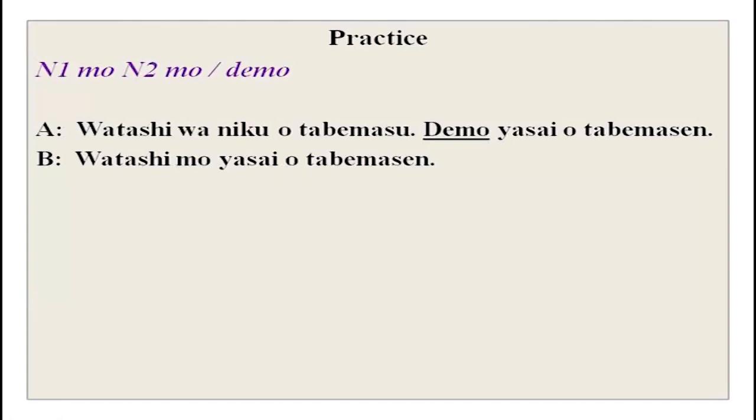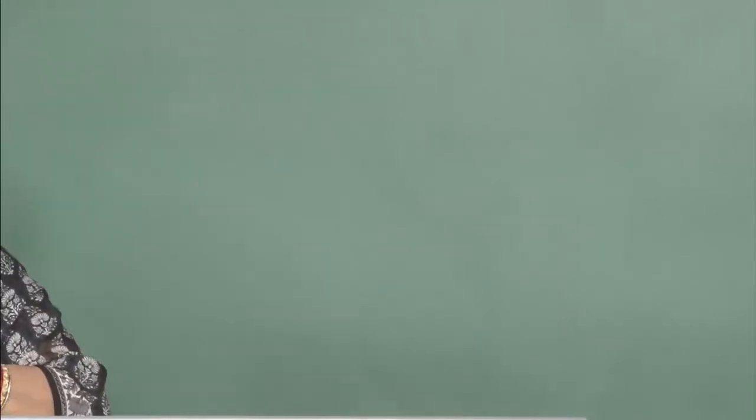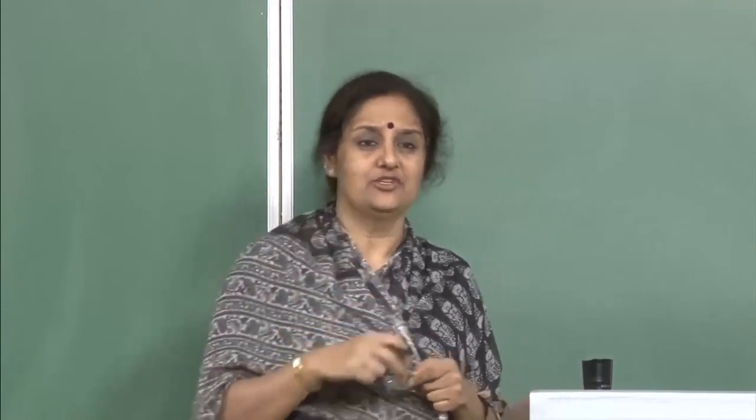Over here, as is given, watashi wa niku o tabemasu, demo yasai o tabemasen. Watashi mo yasai o tabemasen. So, it is a simple conversation between two people. Now, if you want to say that I eat niku also and I eat yasai also, which is vegetables, how will you say that? You cannot use demo, because demo is contrast. You are showing some kind of contrast. So, how will you say it? Well, the answer is given right here.